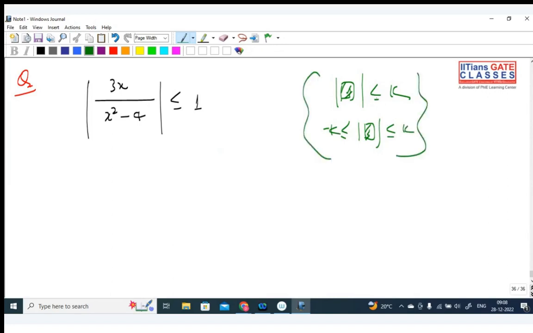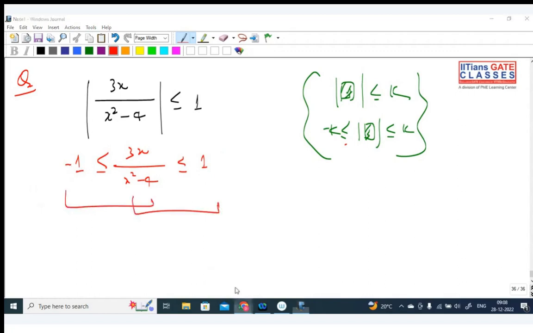So this is very easy now. 3x upon x square minus 4 is less than 1 and greater than minus 1. Okay. Now you can solve this, and you can solve this, and take the intersection. Yeah, I believe everyone understands this point. So the very first step is this, okay? And then solve for each, and then take the common. So in this case you have to take what? Union. And in this case you have to take intersection.